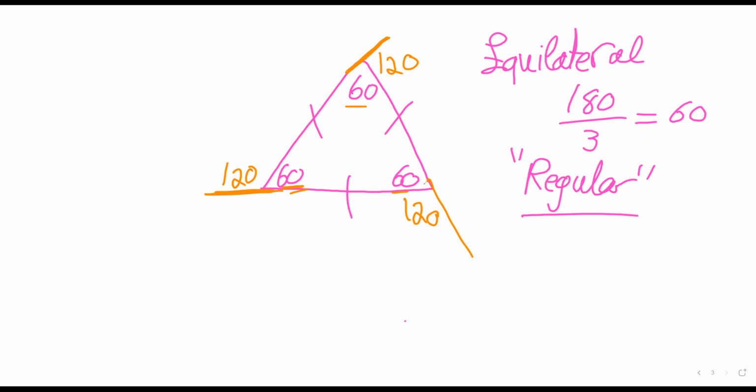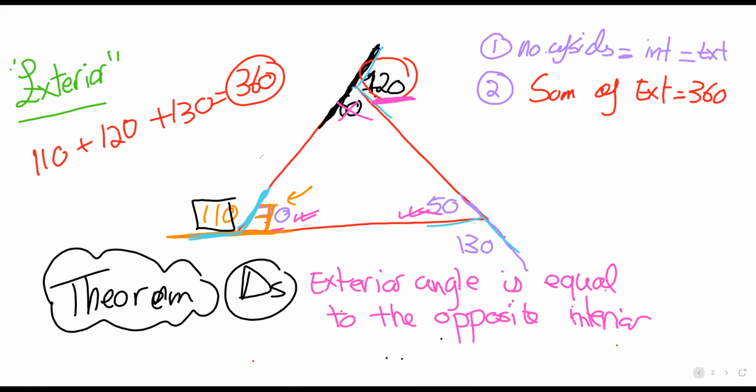So, what is the difference between this slide and the previous? In the previous slide, since the interiors are different, the exteriors are different. But the sum of the exteriors is still 360 degrees.